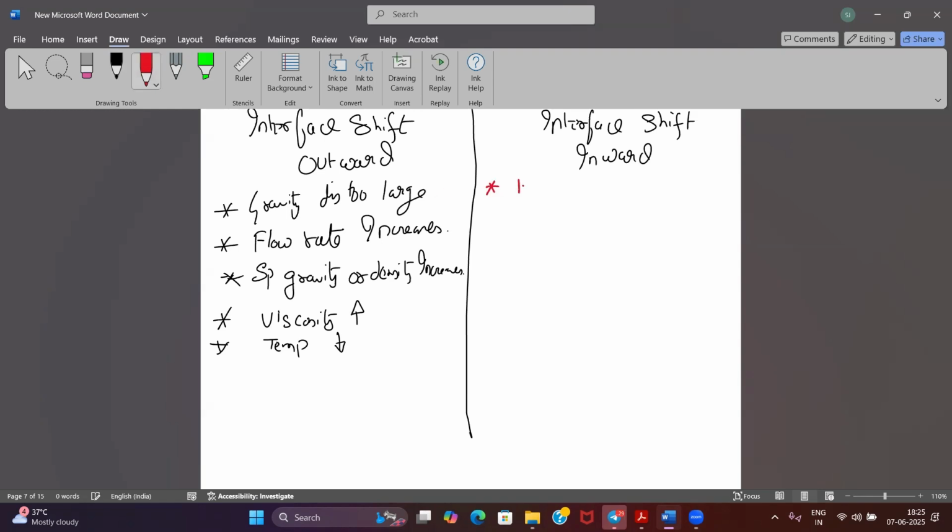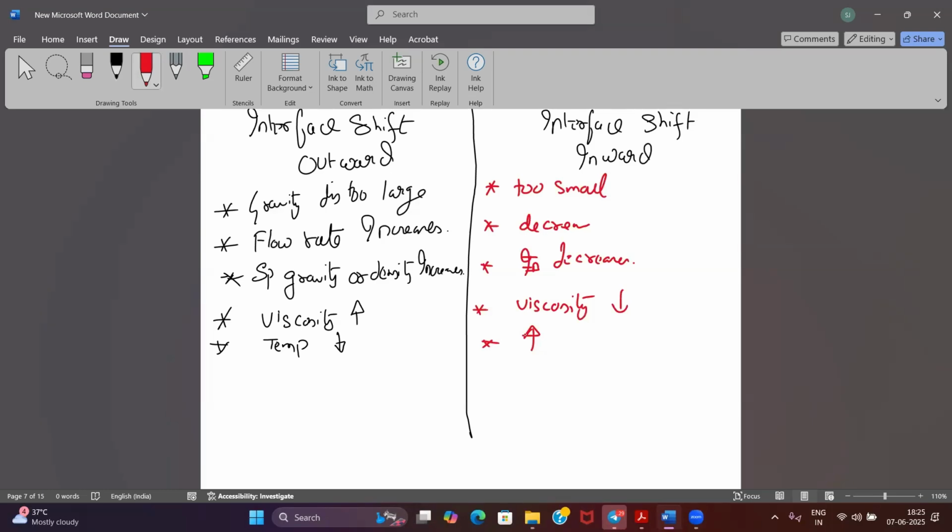Gravity disk size too small, flow rate decreases, specific gravity or density decreases, then viscosity reduces, and if too much temperature is given, the shift will be inward. Okay, and if the shift is inward, then water will start coming. That's why we are maintaining around 95.